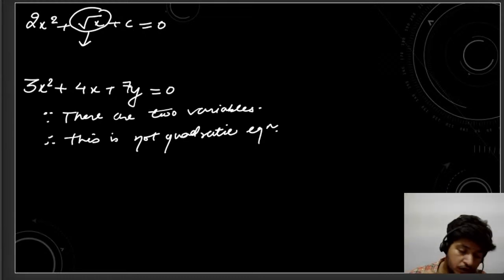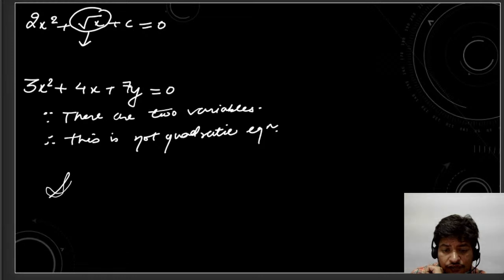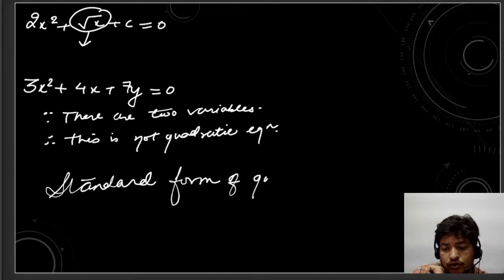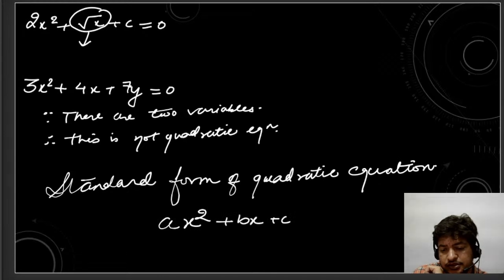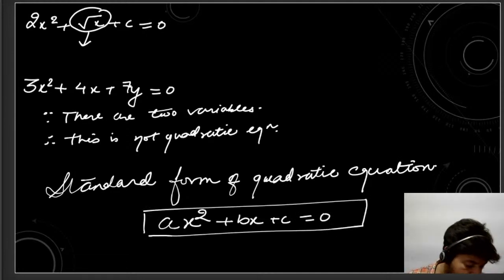Okay, now we will move to the main and important thing, that is the standard form of quadratic equation. What is the standard form? That is ax square plus bx plus c, that is equal to 0. This is called the standard form of quadratic equation.